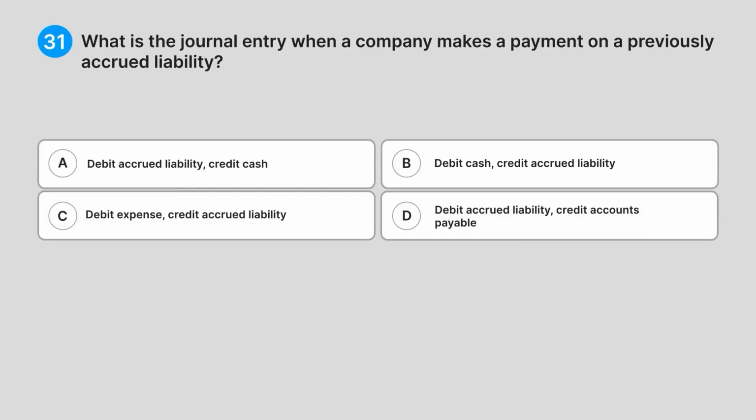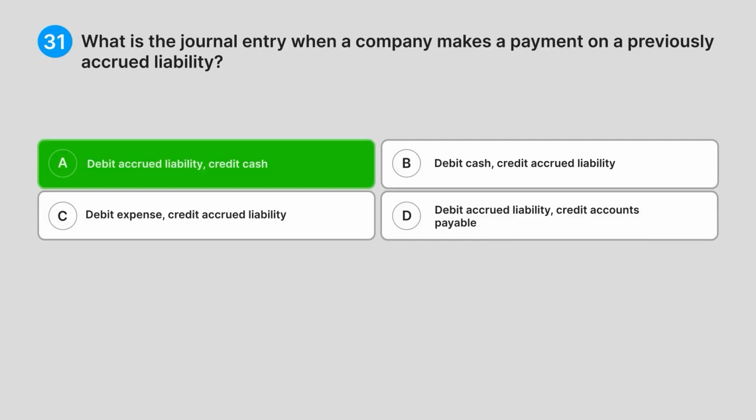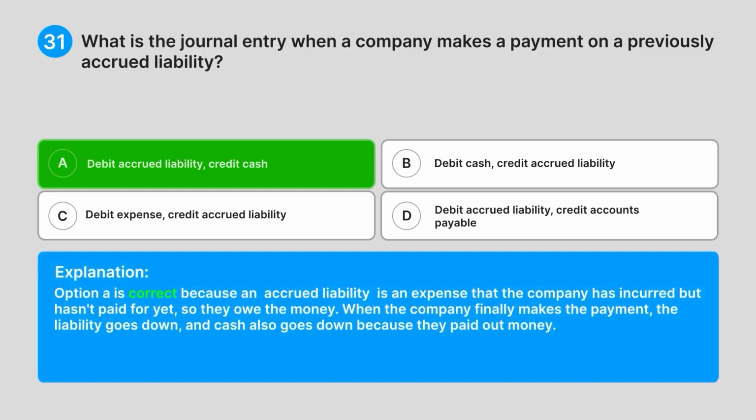Correct answer, A. Debit accrued liability, credit cash. Explanation. Option A is correct because an accrued liability is an expense that the company has incurred but hasn't paid for yet, so they owe the money. When the company finally makes the payment, the liability goes down and cash also goes down because they paid out money.